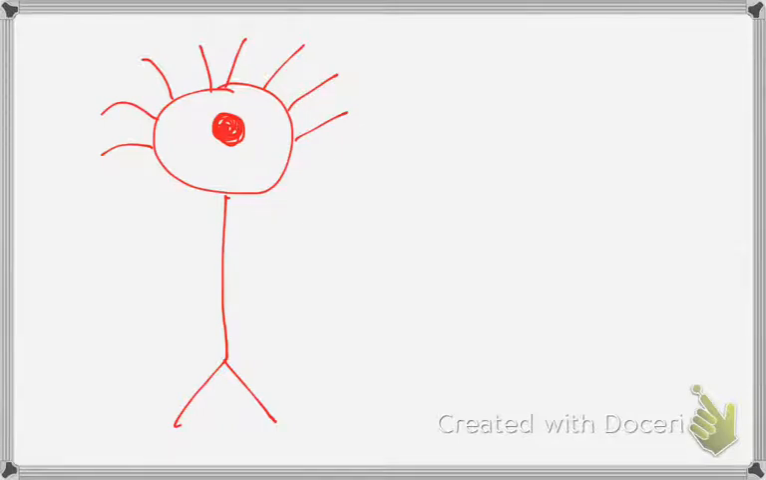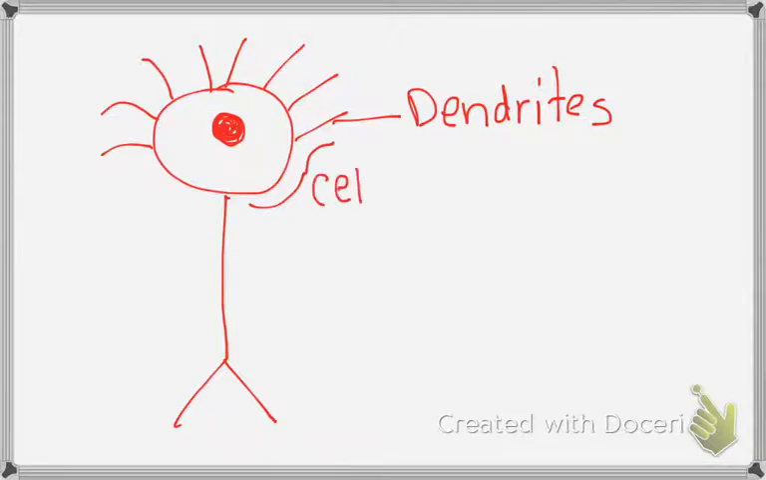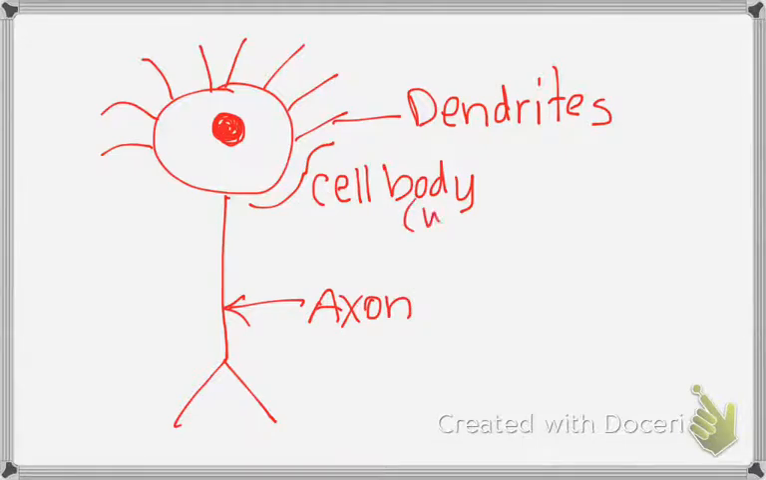Okay, so this is my very simple neuron. My very simple neuron has dendrites, a cell body, and an axon. That red dot in there is supposed to be the nucleus inside of the cell body.